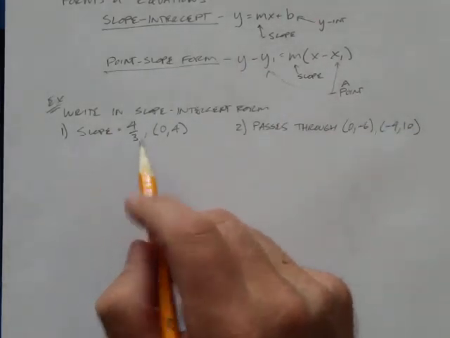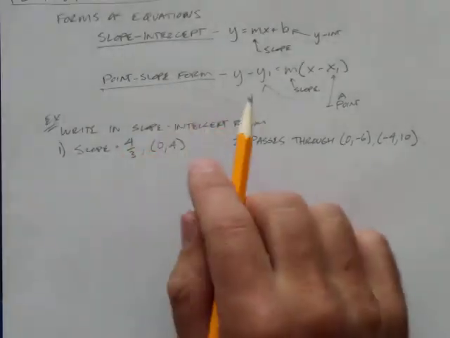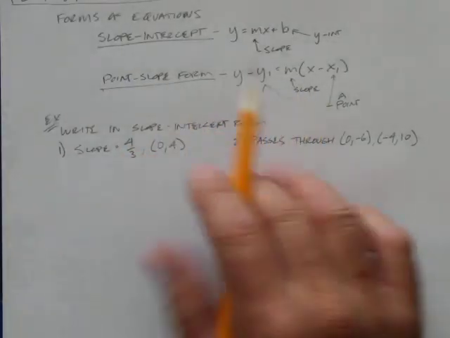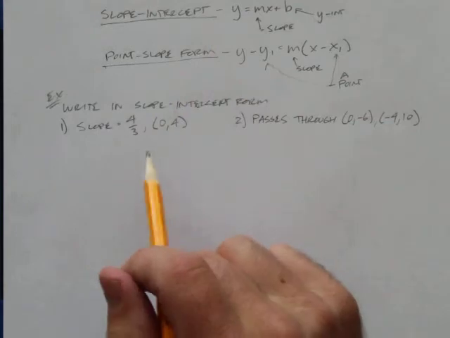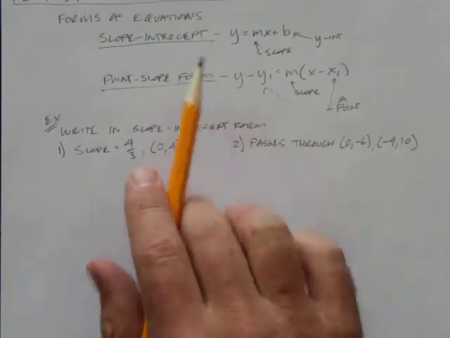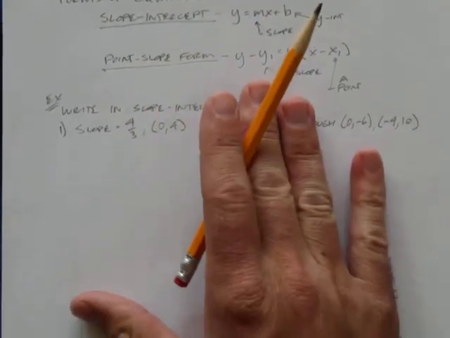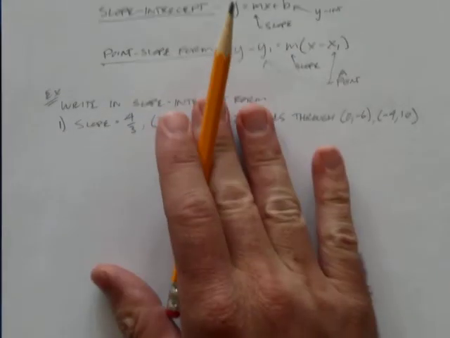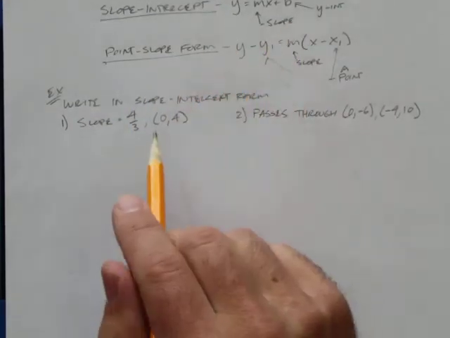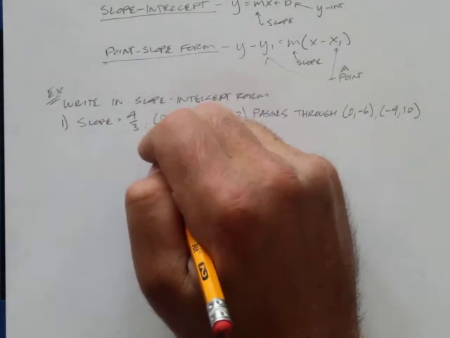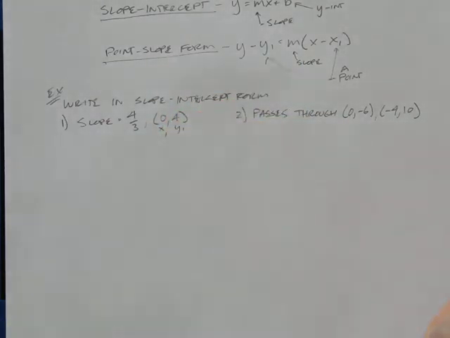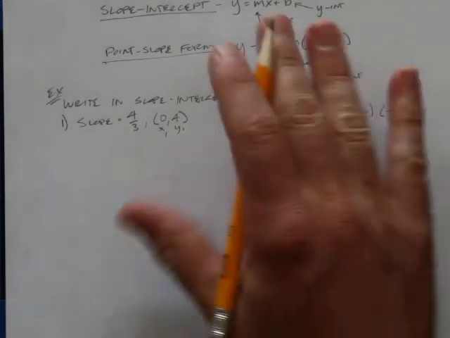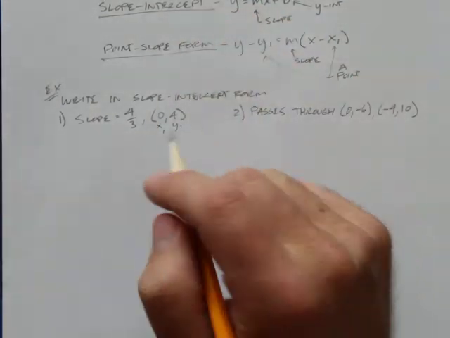This one already lends itself pretty perfectly for slope-intercept form, which is what we're doing here. So now this is x1 and this is y1, so I'm going to label those just so that I have everything in my mind correctly.